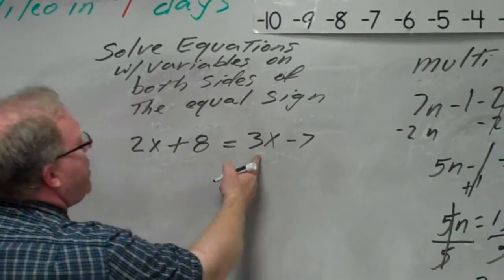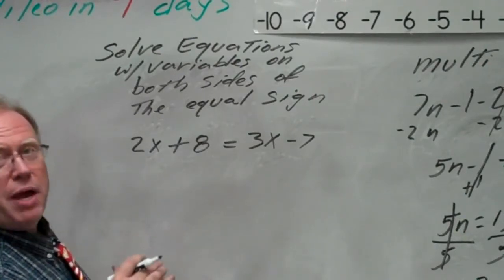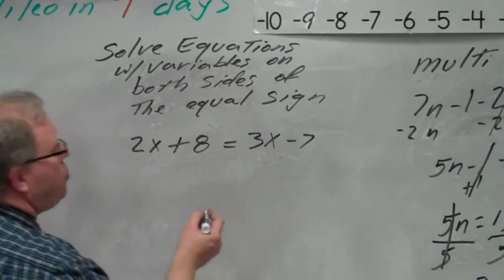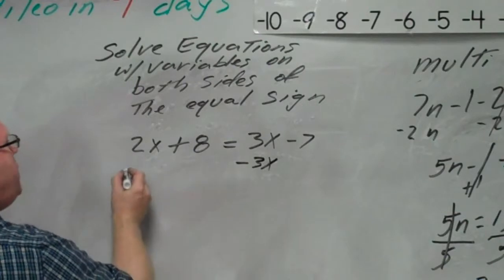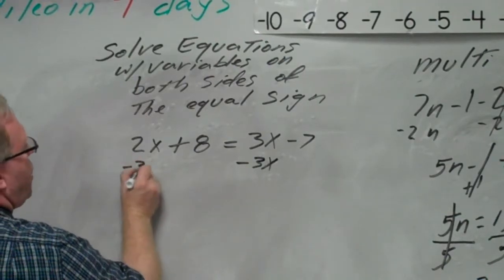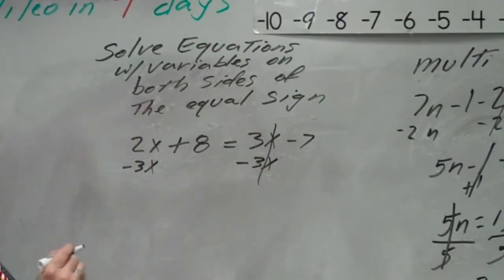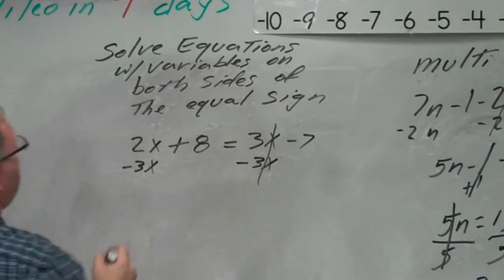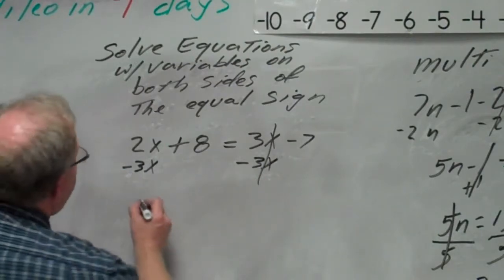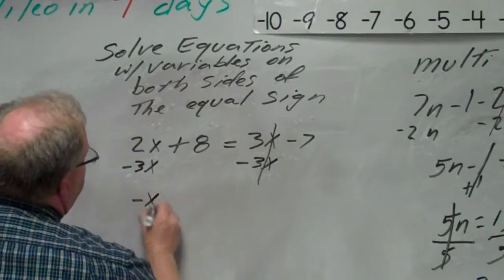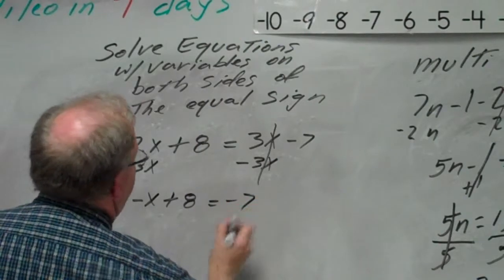Well, we've got a 3x here, and we need to, again, get x by itself initially, or eventually. So we're going to subtract 3x here. Whatever we do on one side, we have to do on the other. We'll subtract 3x here. This now cancels out, and I'm going to rewrite my problem. Okay, 2x minus 3x, now we've got a negative. So that's actually going to end up with negative x plus 8 equals negative 7.